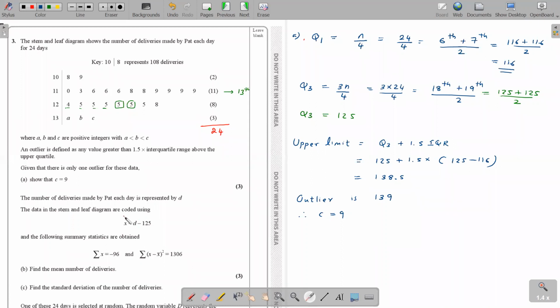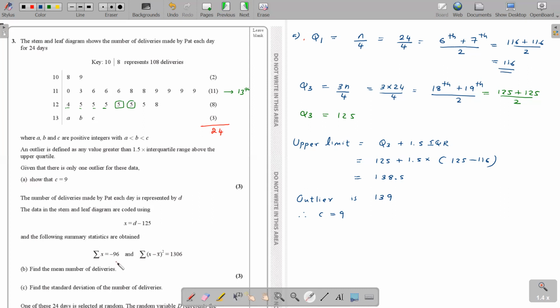Now, the data in the stem and leaf diagram gives you the number of deliveries made by Pat each day. For how many days? For 24 days. So you have 24 data points, and this shows you how many deliveries this person has made per day. They are saying to use the coding X equal D minus 125, so D values represent these values over here. Then they say the following summary statistics are obtained.